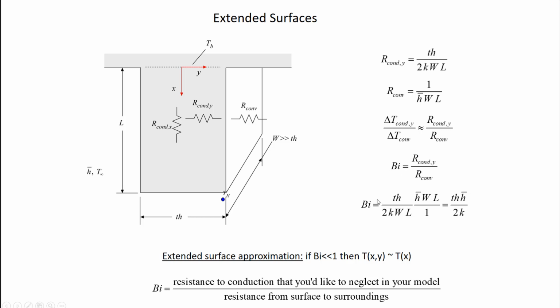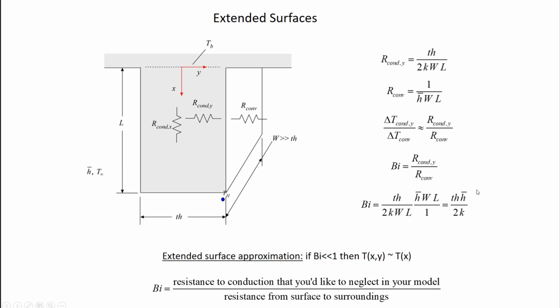Right? For this particular problem, the Biot number is R conduction in the y direction, which we said was this equation here, divided by R convection, which we said is this equation here. So if I just divide these two things, I get the thickness times h bar over k. If this quantity is much less than 1, then I can assume that the temperature is only changing with x and not with y. I can make the extended surface approximation.